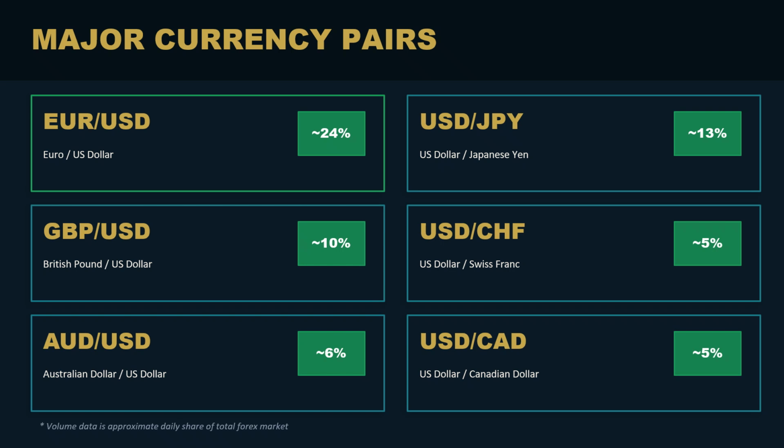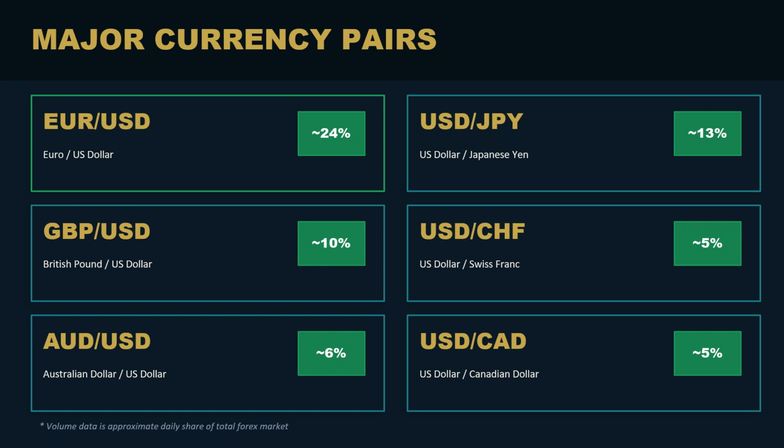Next, we have the US dollar to Japanese yen, the US dollar against the Japanese yen, a pair known for its sensitivity to global risk sentiment and the policies of the Bank of Japan. Then we have the pound sterling to US dollar, often called the cable, and the US dollar to Swiss franc, the US dollar against the Swiss franc.